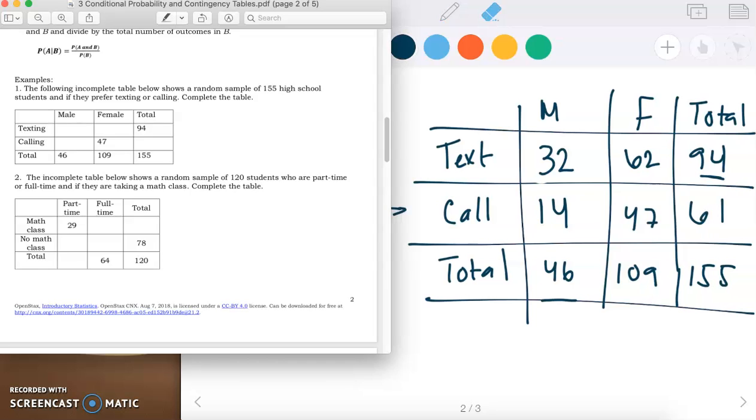And let's just double check that this total column here adds up. So we have 94 plus 61 does give us 155. So that's how you would fill all of those in.